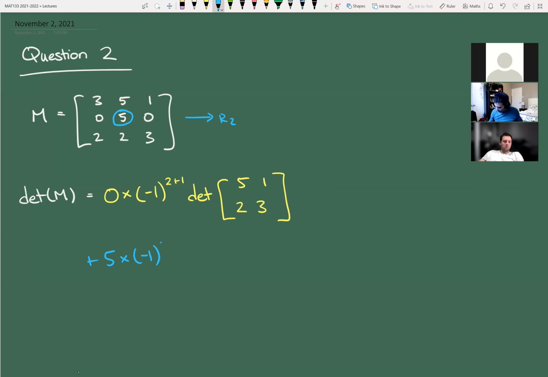Two plus 2, perfect, because this is the 2 element, right? It's row 2, column 2. And then I'm going to cross out this row, cross out this column, and do the determinant of 3, 1, 2, 3.